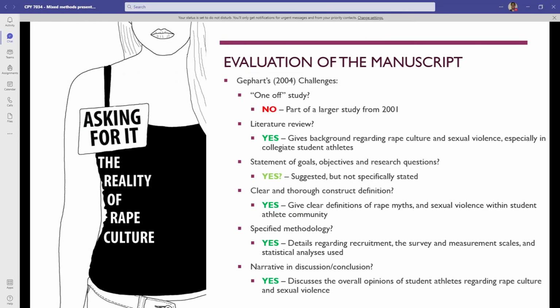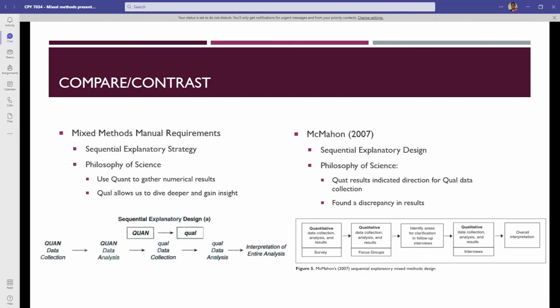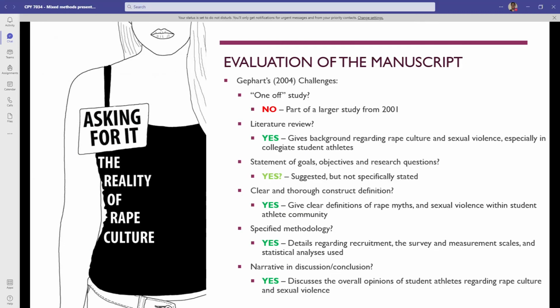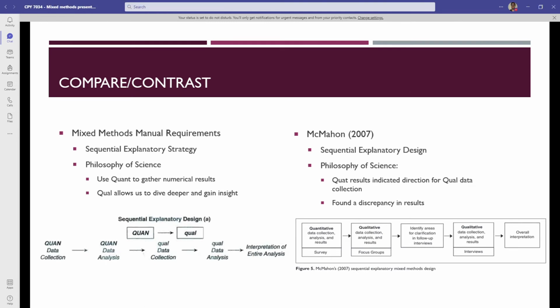In our manuscript, there was also the use of sequential explanatory design, where quantitative studies were first used as a survey, and then qualitative data collection was used in focus groups and individual interviews. Our manuscript also aligns with the philosophy of science in that the quantitative results indicated the directions of the types of questions that they asked in the qualitative interviews.